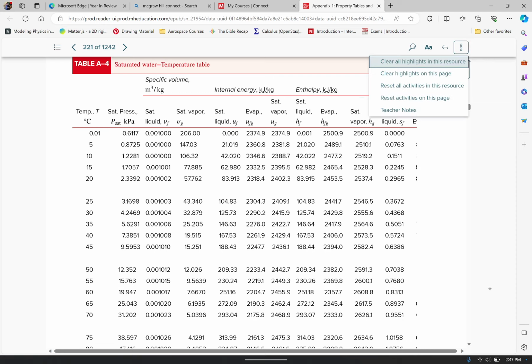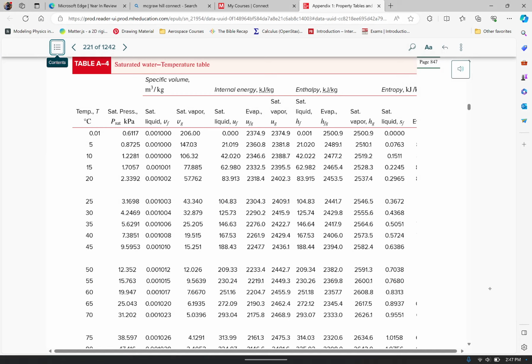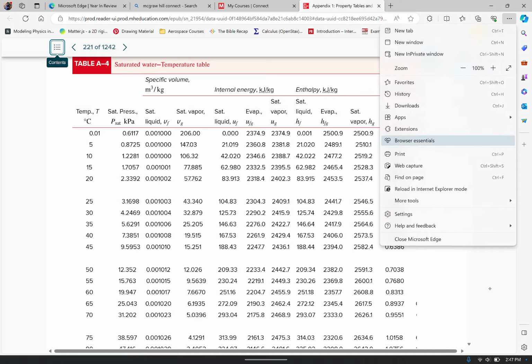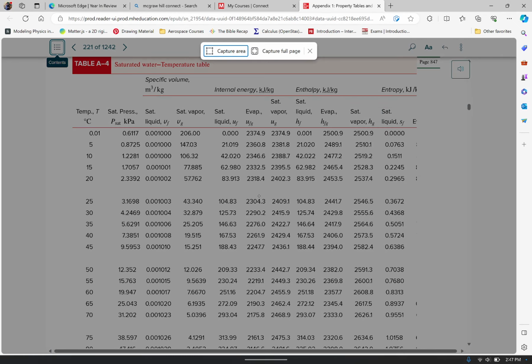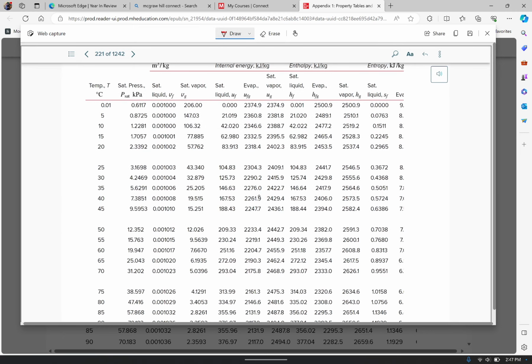Let me see, can I pull up the ability to highlight? I don't often do this, so there I can. Nice, okay. I can highlight. That's not going to work as well. I'm just going to go ahead and capture the page. There we go. Okay, so it gives it to me as a function of temperature. You see that right here. So I have it at 0.01, 5, 10, 15, 20, all the way down the line. The second column is my saturation pressure.